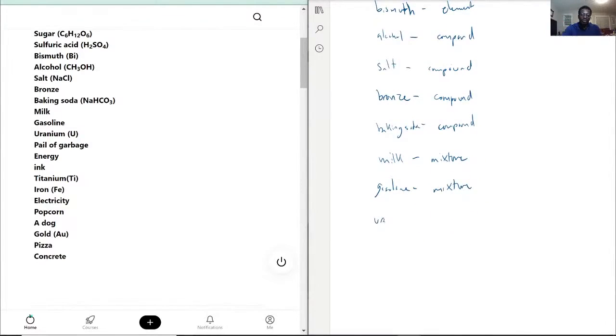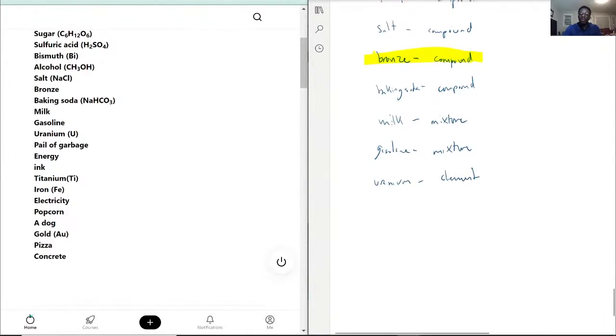Okay, uranium. I'm actually going to highlight the ones I'm not sure about. Bronze. I think I've convinced myself on wood. Uranium is an element. Okay. Pail of garbage.